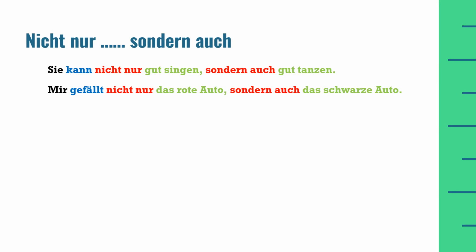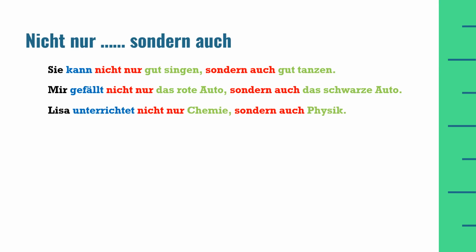Now you have to tell me why we have used mir in this sentence. Mir is the subject of the sentence, and at second position we have used the verb gefallen, which means to like, and for mir it becomes gefällt. Then comes nicht nur at third position. I like the red car: that is the first thing that I like, and that will come soon after nicht nur. Then we put a comma and give a space, sondern auch, and then comes the second thing that I like, and that is das schwarze Auto.